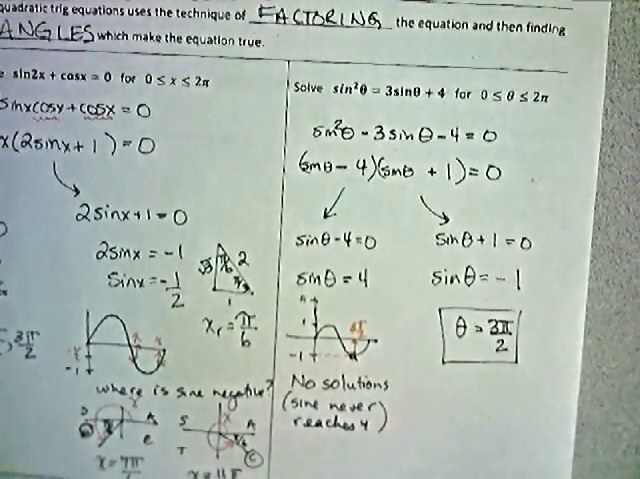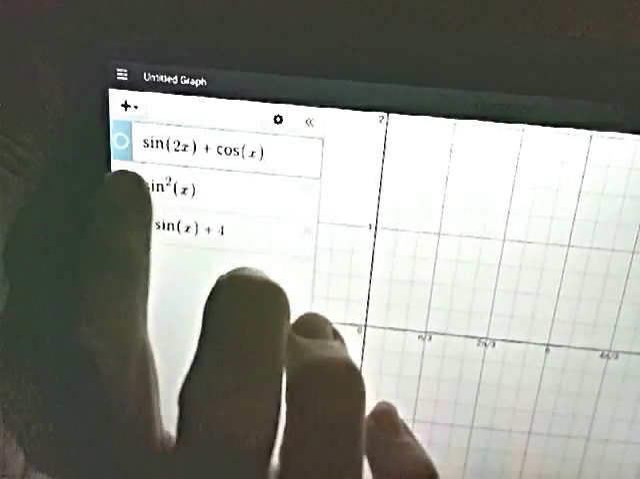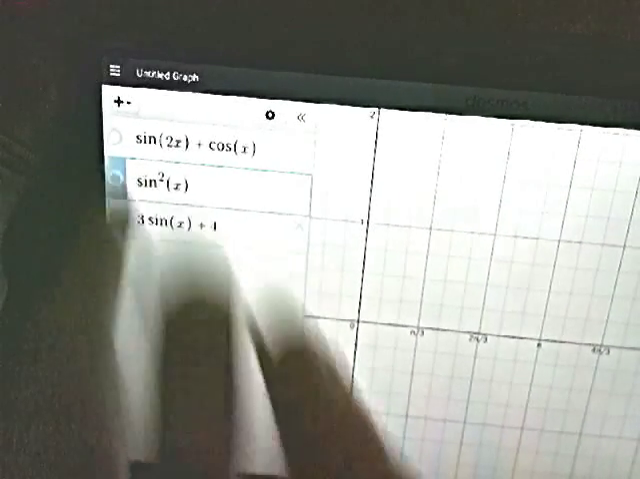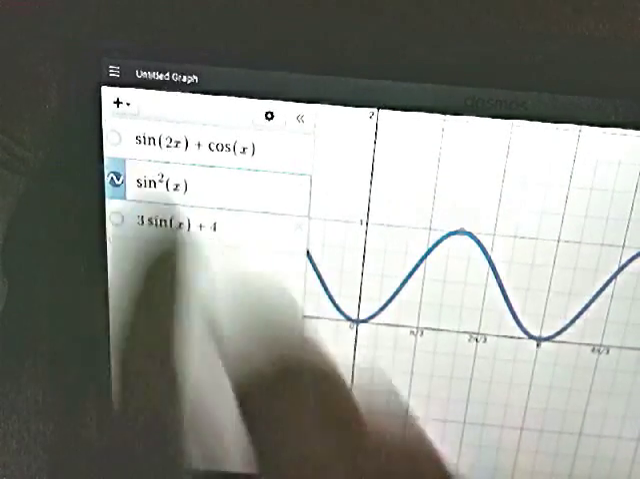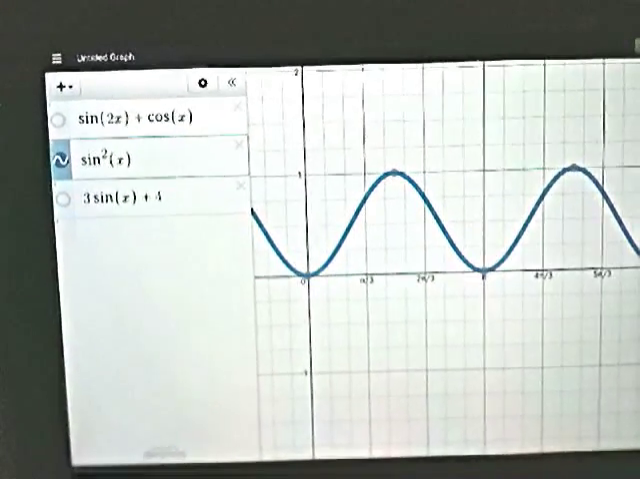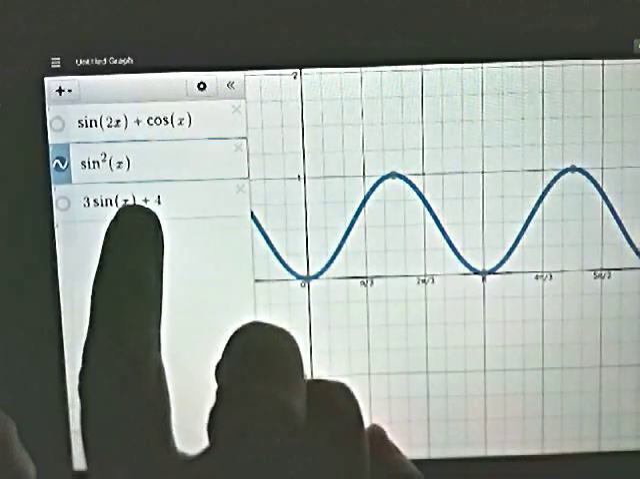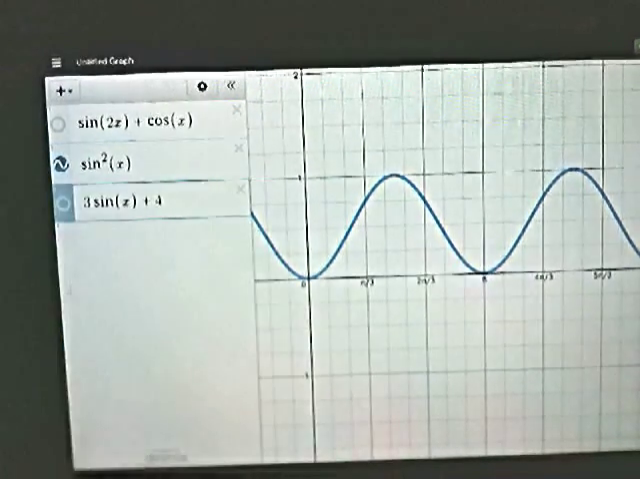And let me connect that graphically for you with Desmos as well. I took the time. Our equation was sine squared theta. When is that equal to 3 sine theta plus 4? And so I inputted the graph of sine squared theta. There it is. And what our equation asks is, when is that graph equal to 3 times sine of an angle plus 4? So we'll turn that one on.